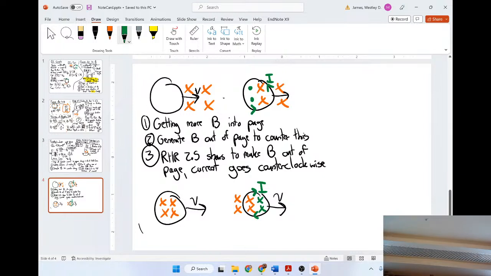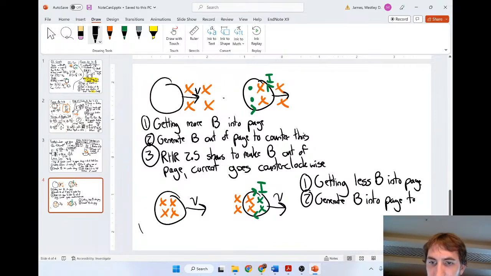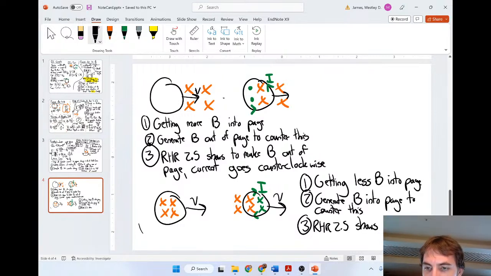Again, like most right-hand rule problems, y'all, the only way to really get this down is to practice, practice, practice. But I wanted to walk through the steps. I will write this last one out, because it takes a bunch of time. Getting less B into page, generate B into page to counter this. Right-hand rule 2.5 shows I clockwise to make B into page. So that is the thought process. That is the logic. Check this out.